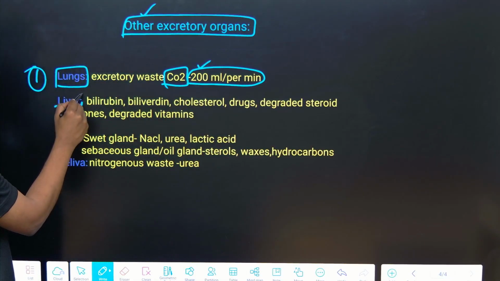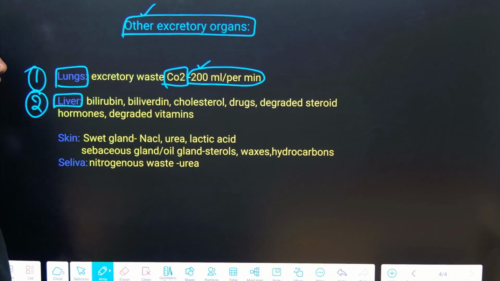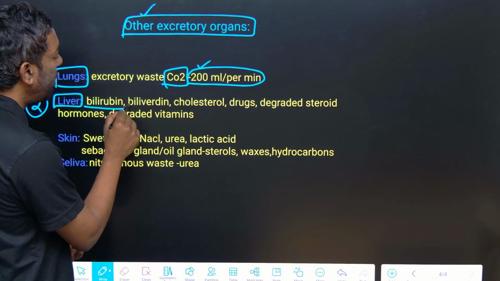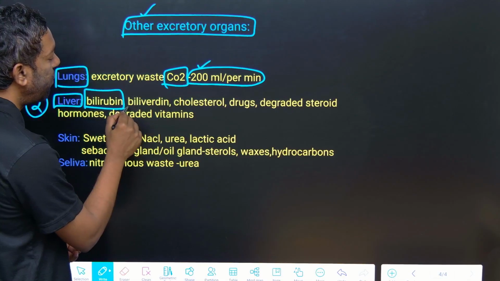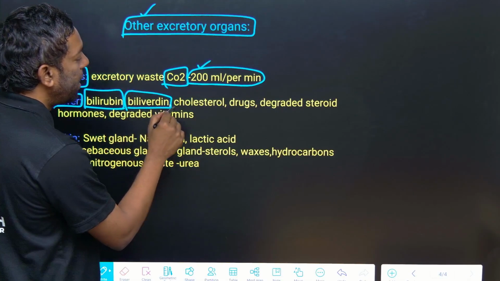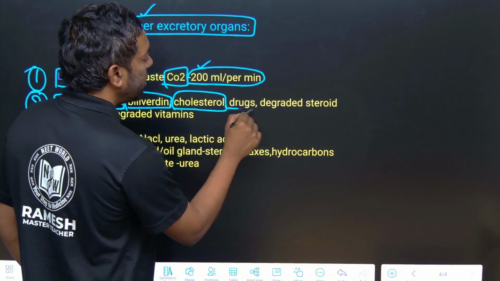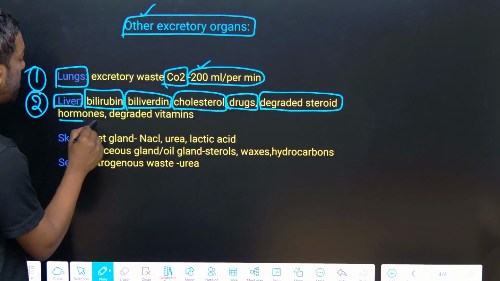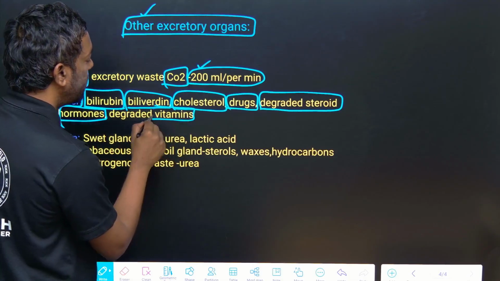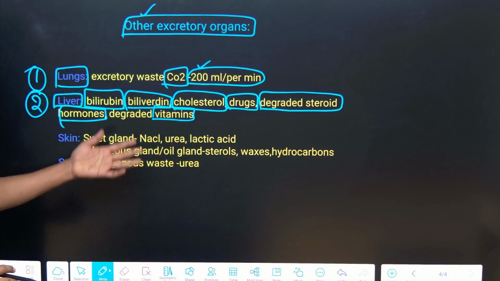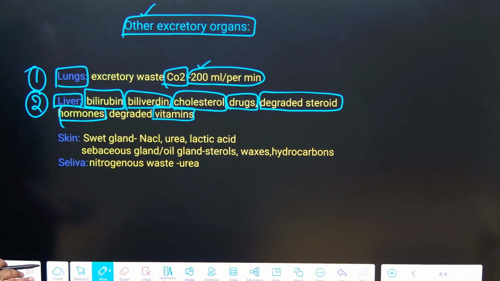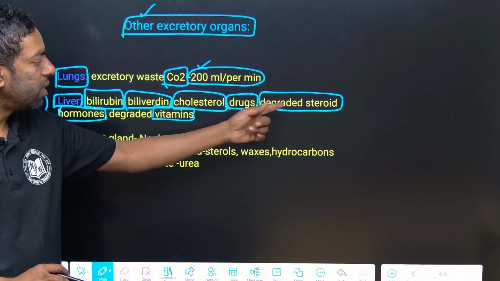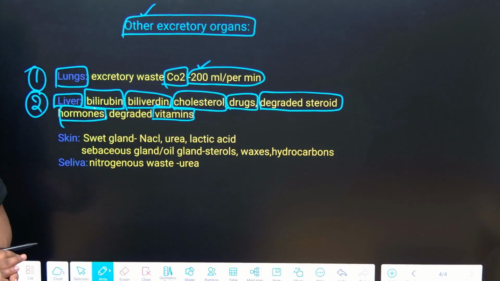Okay, liver. The next one is liver. Liver produces bilirubin, excretory waste, and biliverdin, and cholesterol, drugs, degraded steroid hormones, and vitamins. These are the excretory products of the liver.